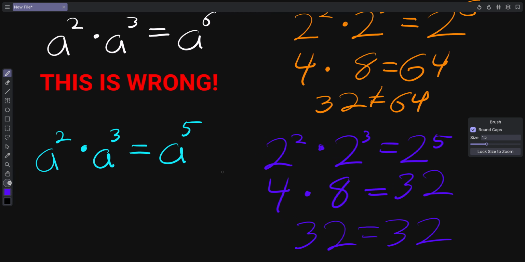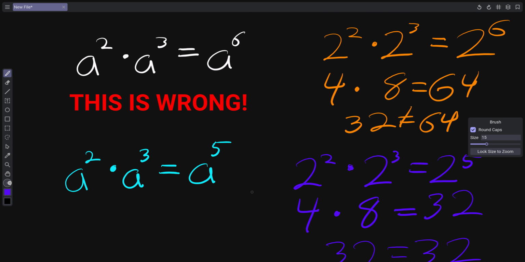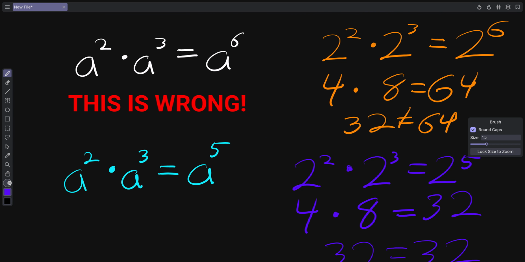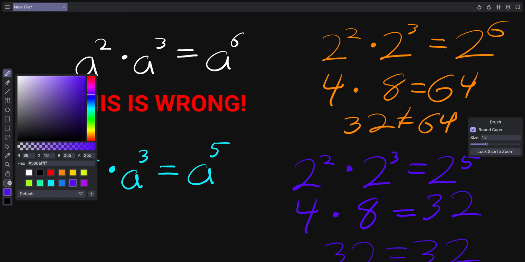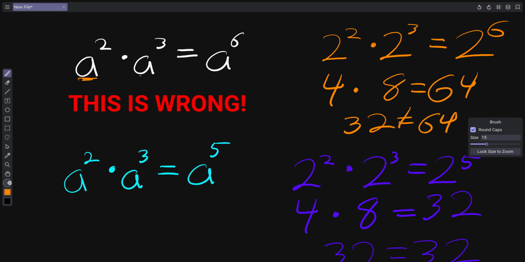So when you are working with exponents like this and you see two bases, so I'll tell you what the bases are in a second. So these are the bases right here. If you have the same base, so we have a here and a there, and then you see exponents here and you see a multiplication sign, you actually just want to add the exponents rather than multiply them.